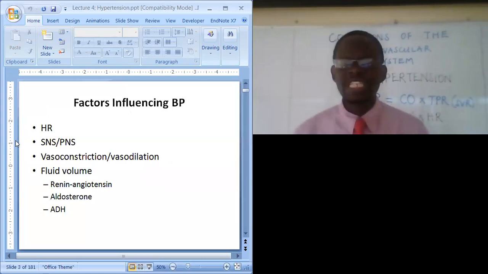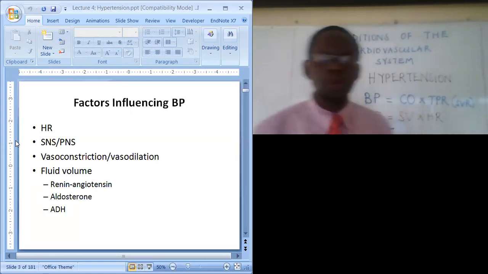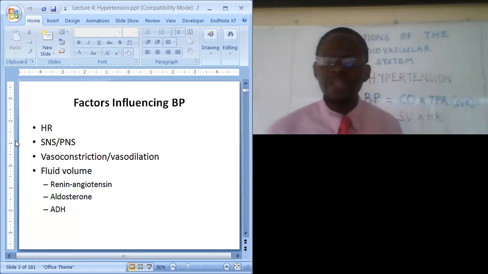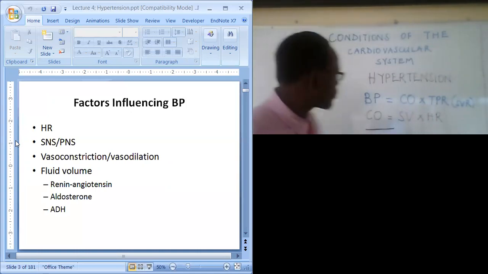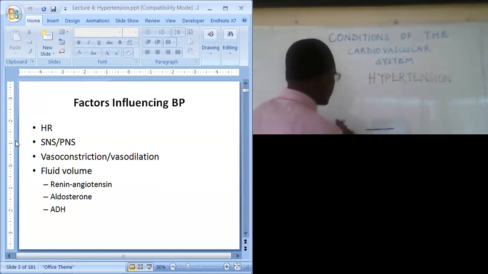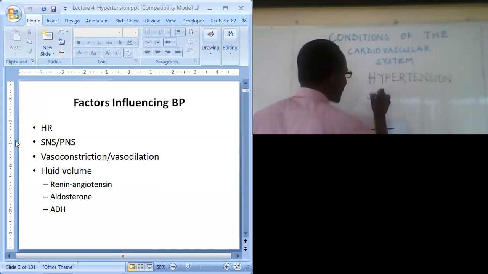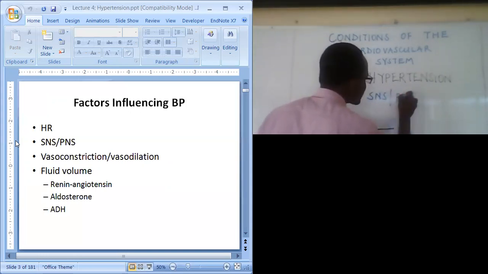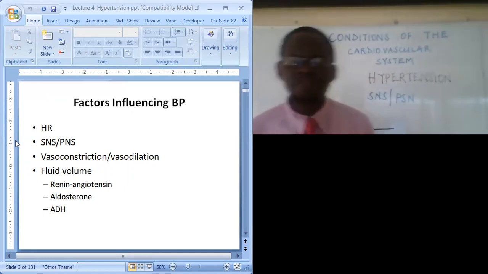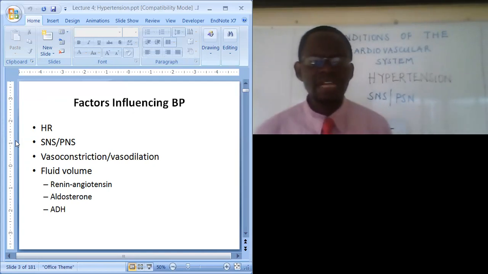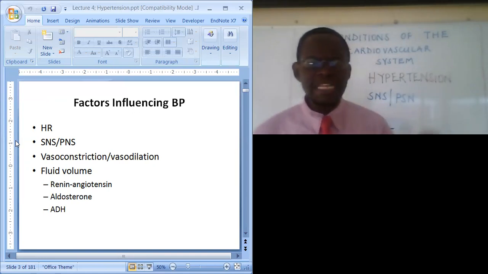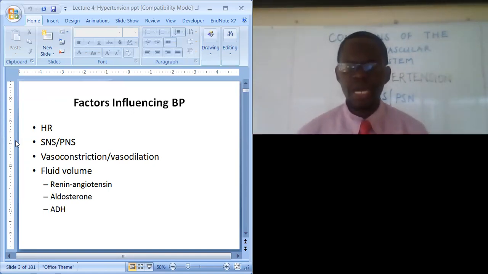Now, what factors influence blood pressure? We've talked about some of these. The heart rate is one of them. The effect of the autonomic nervous system, the sympathetic nervous system and the parasympathetic nervous system, influences the blood pressure of an individual. So things like vasodilatation or even vasoconstriction influence the blood pressure of an individual.